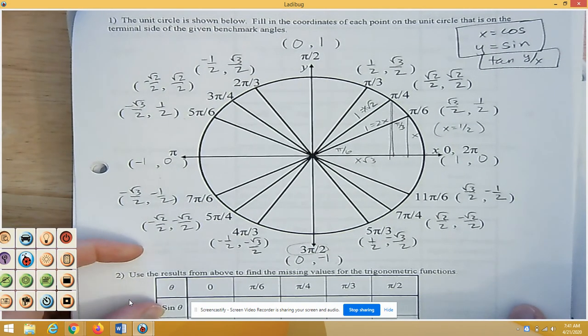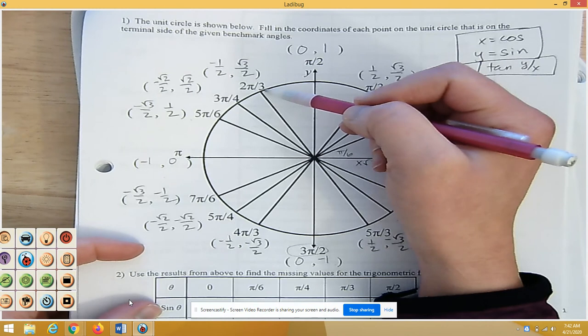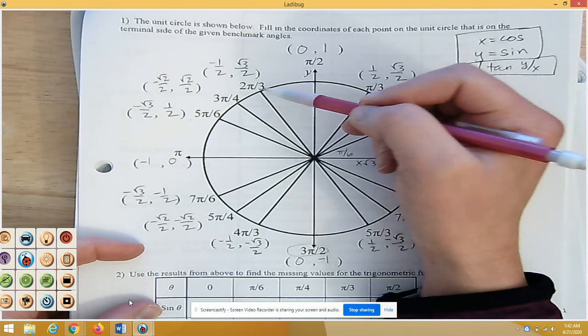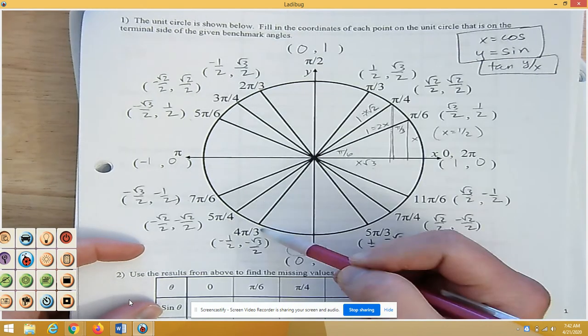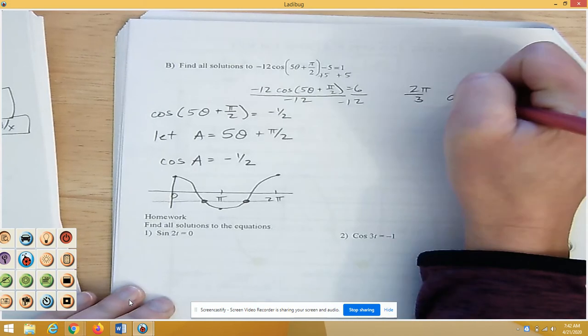But this one was looking at cosine. So just a reminder, cosine is always pertaining to x. So I'm looking on here for x values of negative 1/2. And that occurs here at 2 pi over 3, and again at 4 pi over 3. So it's happening in 2 different spots. So I'm going to write that down. So I'm going to get 2 pi over 3 and 4 pi over 3.